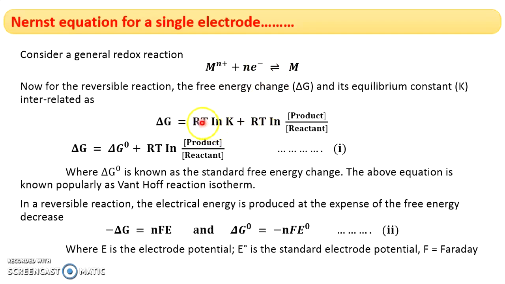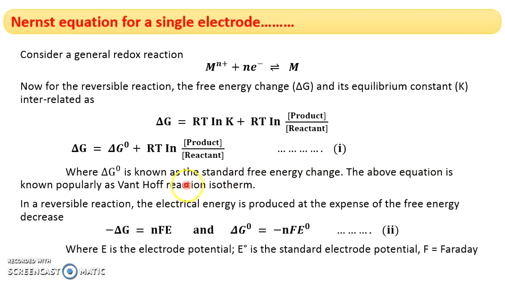Simplification of this equation can be written as delta G is equal to delta G naught plus RT log products by reactants. Here, minus RT log K can be replaced with delta G naught, which is called the standard free energy change. And this equation, delta G is equal to delta G naught plus RT log products by reactants, is the well-known equation known as the Van't Hoff reaction isotherm.